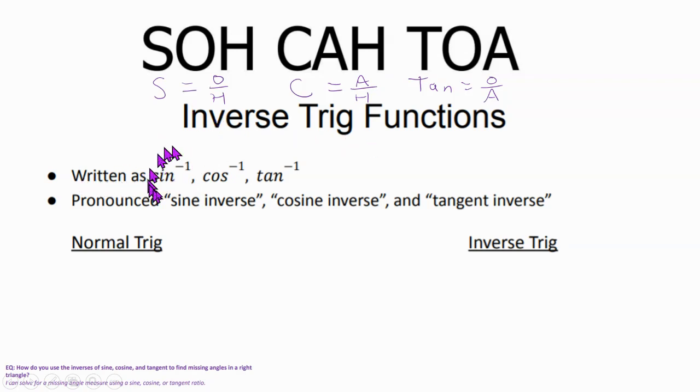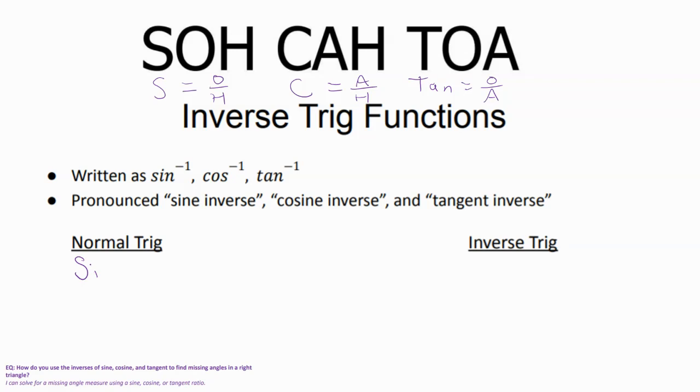And so you should be able to find these on your calculator. And it says sine with a -1 as the power. But this is how we say it. We say sine inverse, cosine inverse, tangent inverse. And so you'll notice they all have that little -1. It kind of looks like it's in the power. That means the inverse.